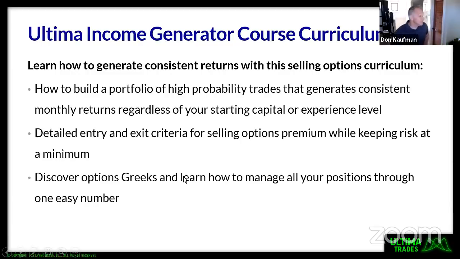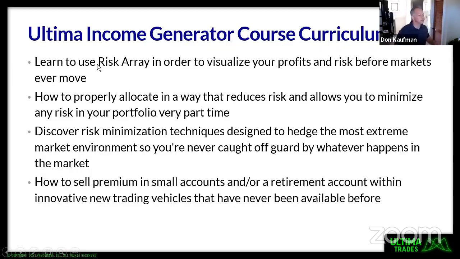Here's the Ultimate Income Generator course curriculum. You're going to learn how to generate consistent returns with this options-selling curriculum. The whole curriculum is designed to sell options, to mitigate risk, and to spread capital out. You're going to learn how to build a portfolio of high probability trades that generates consistent monthly returns, regardless of your starting capital and experience level. Detailed entry and exit criteria for selling options premium while keeping risk at a minimum. Discover option Greeks and learn how to manage all of your positions through one easy number. Then we're going to learn how to use a risk array.